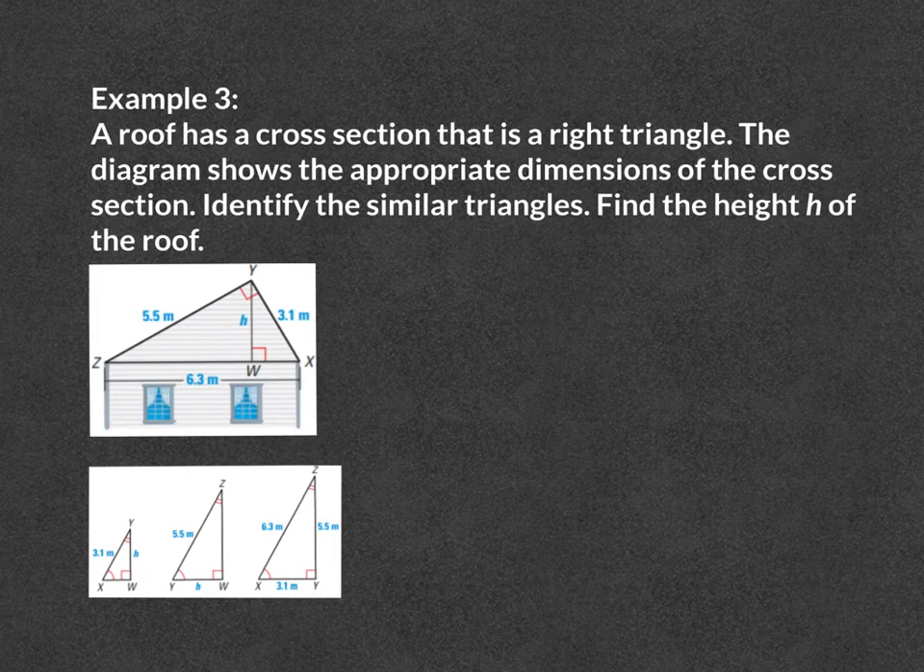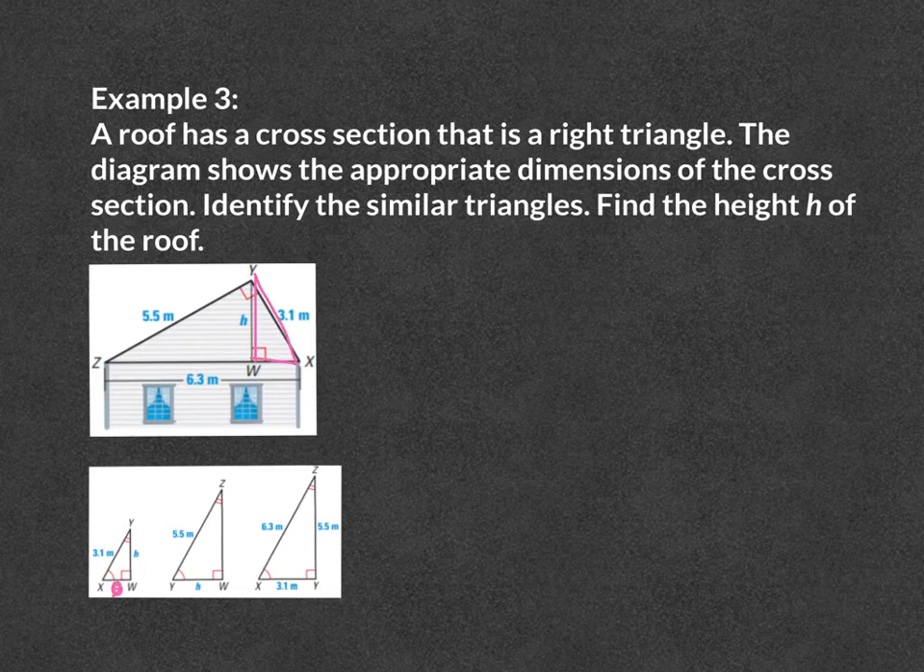Example number 3. A roof has a cross-section that is a right triangle. The diagram shows the appropriate dimensions of the cross-section. Identify the similar triangles. Find the height h of the roof. So what I'm going to do is I'm going to take this triangle and break it up into three separate triangles. I'm going to start with this small one here, which is the one in pink, and I know it's this far one on the left.